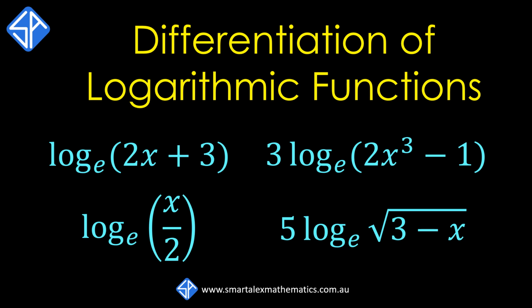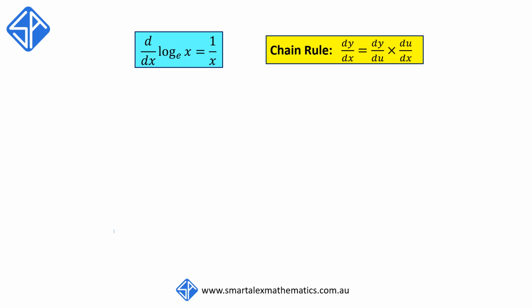In this video, we're going to look at how to differentiate the following logarithmic functions using the chain rule. To differentiate the logarithmic function using the chain rule, we're going to need to use two facts. The first is that the derivative of the log base e of x function is 1 on x, and that the chain rule states that dy on dx is equal to dy on du times du on dx. So let's begin with our first example.